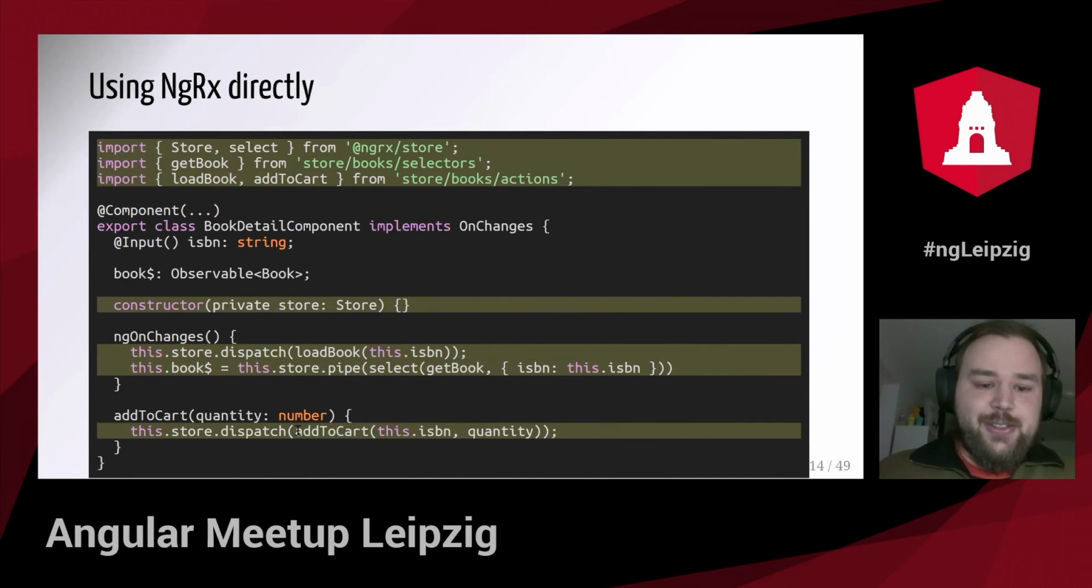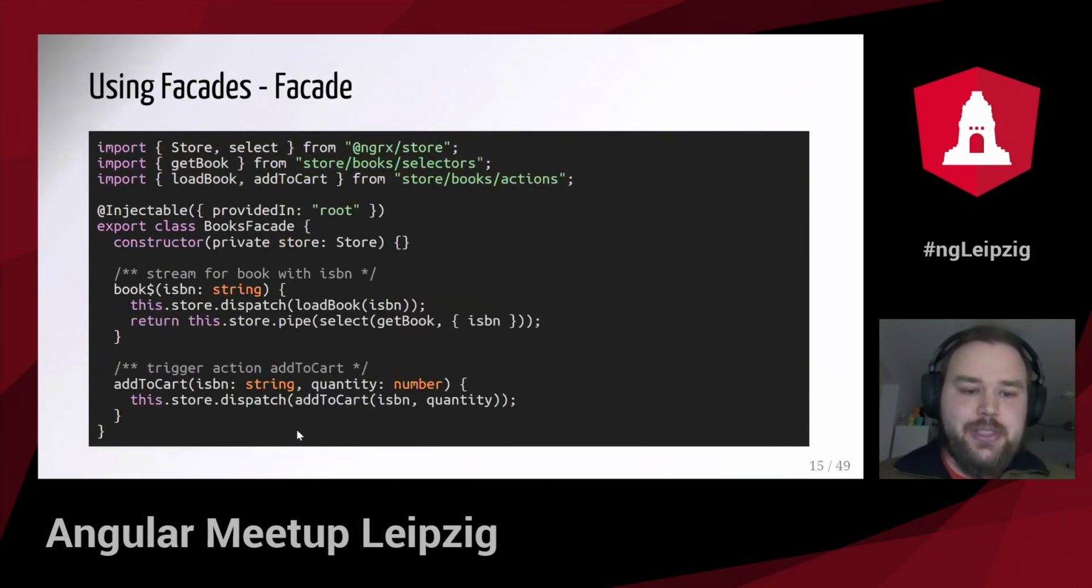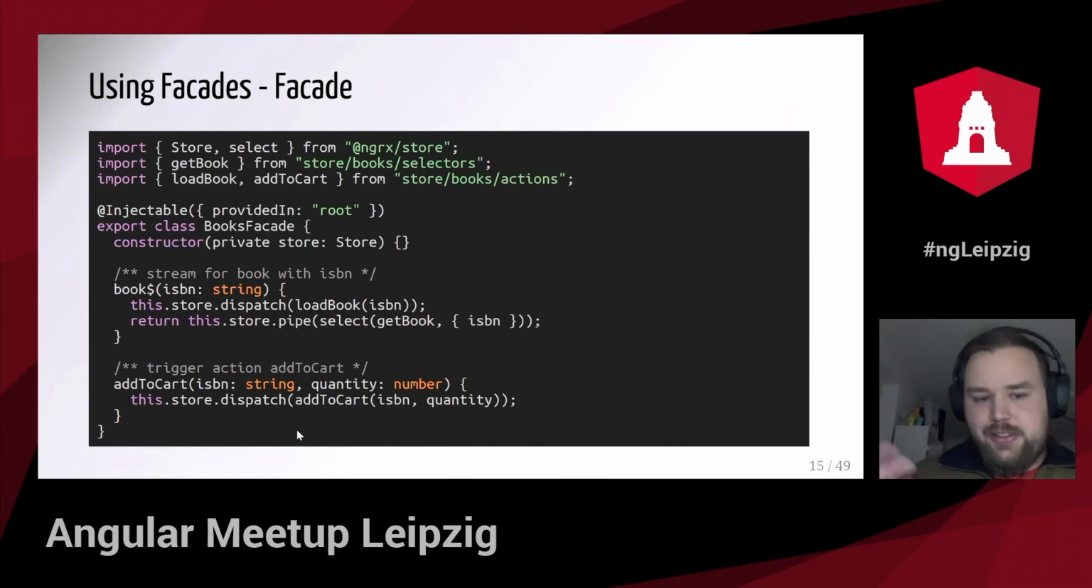I don't think so. How about taking all this logic and just putting it in a facade? So now the facade does all this for you. You have your stream that is associated with a specific ISBN and also takes care of dispatching appropriate load actions for this associated book.